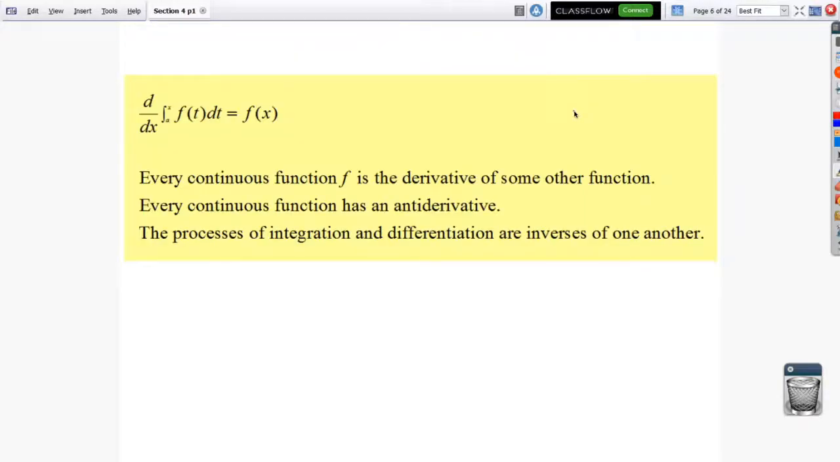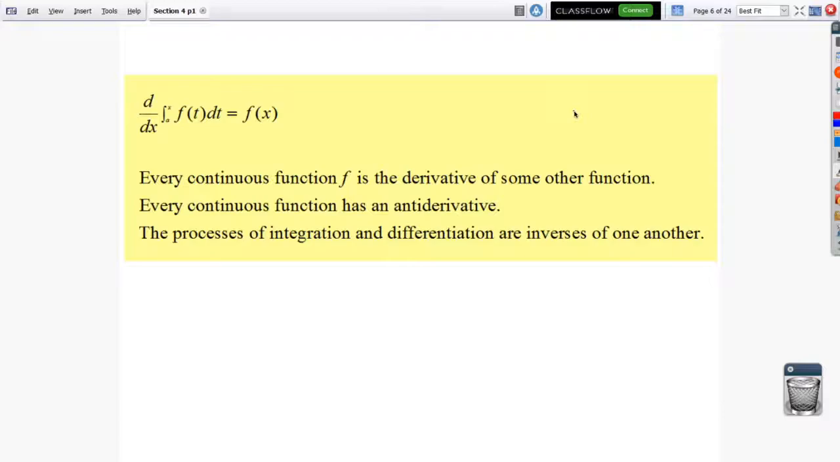Oh wait, before we do that, you have three things that you have to look for. First, every continuous function f is the derivative of some other function. Every continuous function has an antiderivative. The processes of integration and differentiation are inverses of each other. So those are the direct results of the Fundamental Theorem of Calculus Part 1.